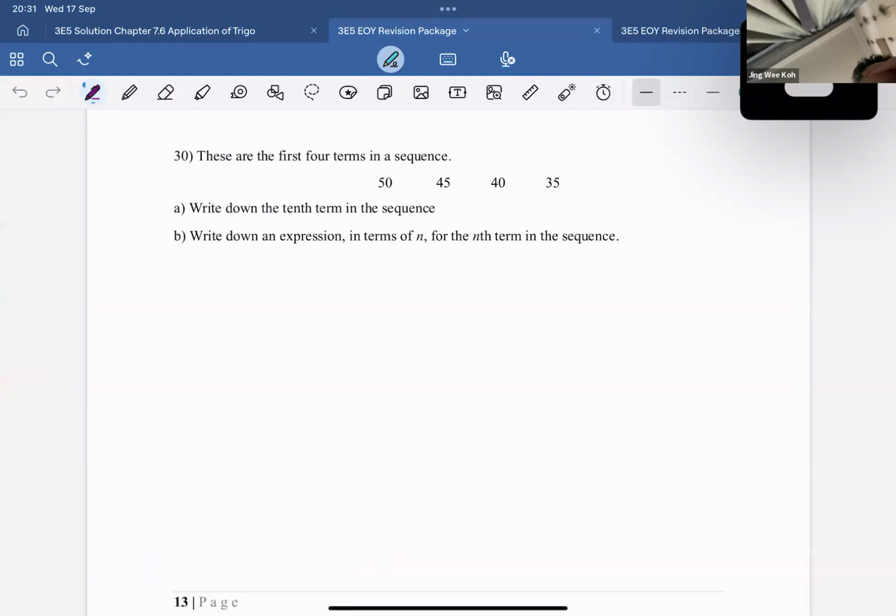Write down the 10th term of the sequence. Actually, I strongly encourage you to do the n-th term first. You always think the n-th term is very difficult, but the n-th term is not difficult.